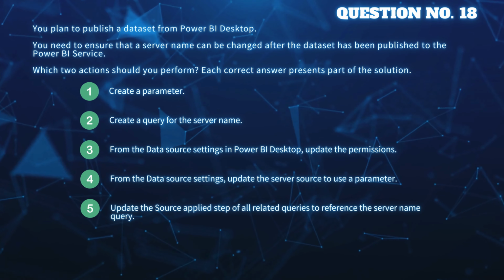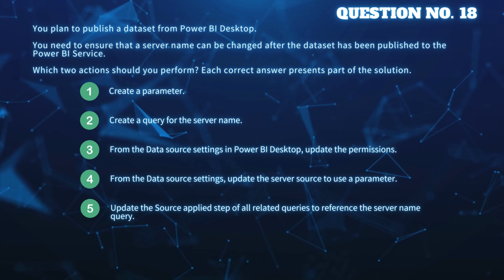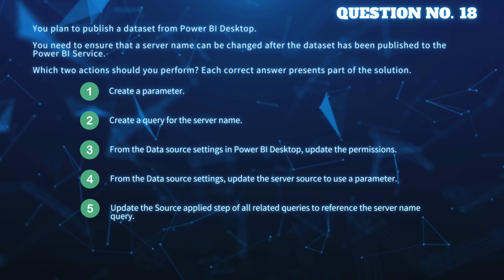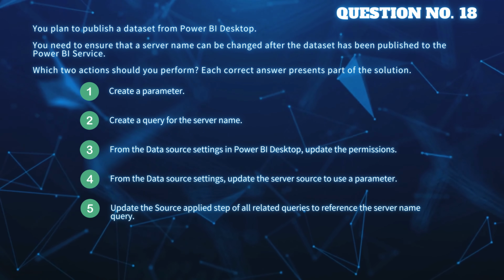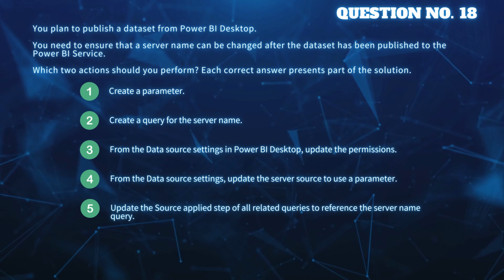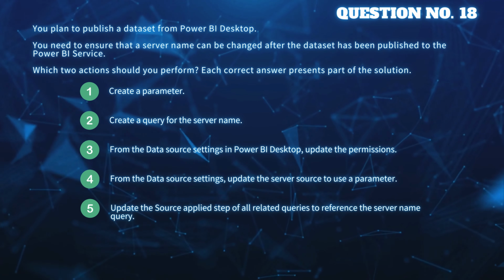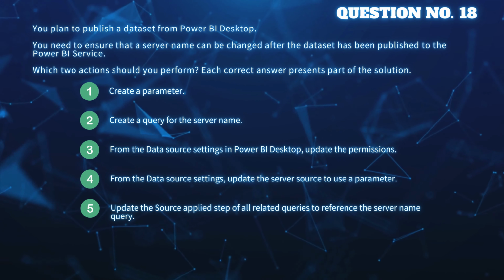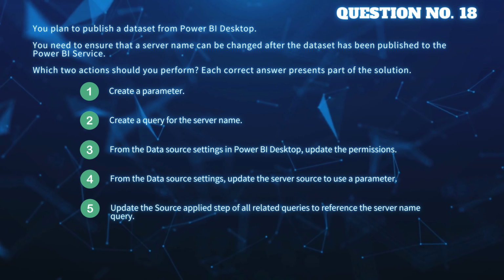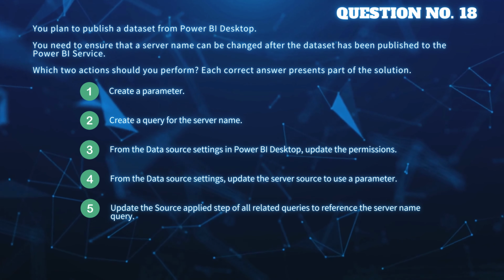You plan to publish a dataset from Power BI Desktop. You need to ensure that a server name can be changed after the dataset has been published to the Power BI service. Which two actions should you perform? Each correct answer presents part of the solution. Option 1, create a parameter. Option 2, create a query for the server name.